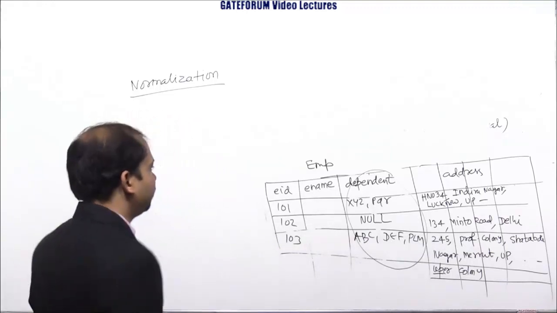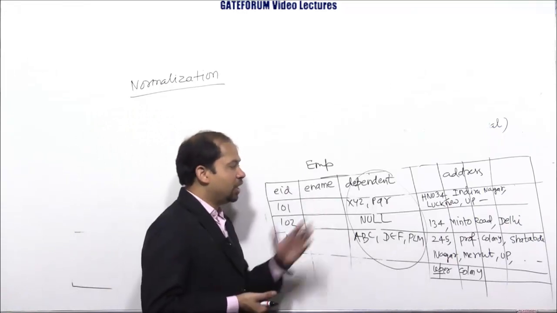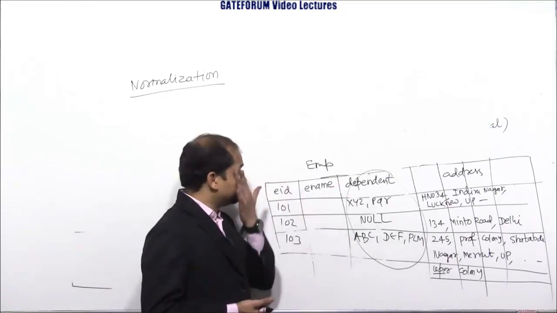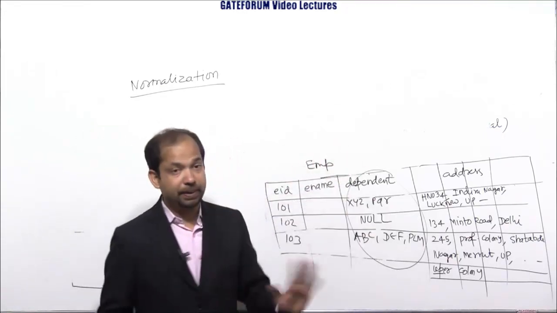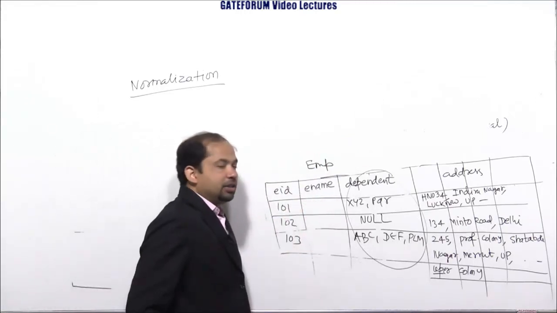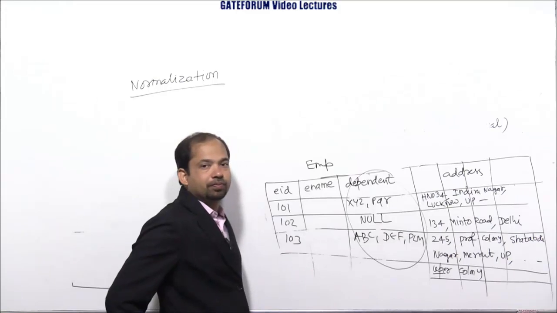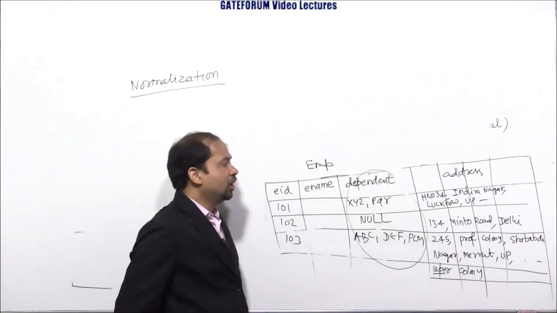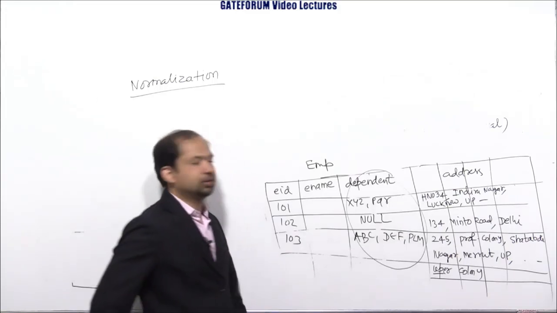Or suppose we say the name of a spouse, or rather, dependent only. Dependent is a proper column we want to store here. The problem here is that it is non-atomic.